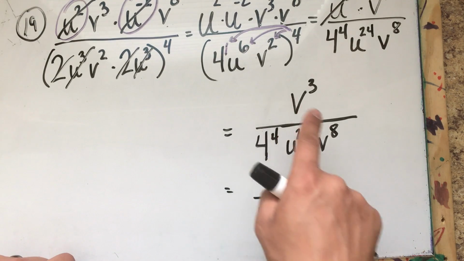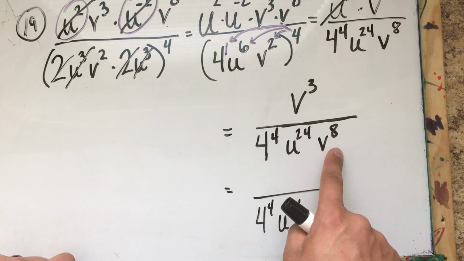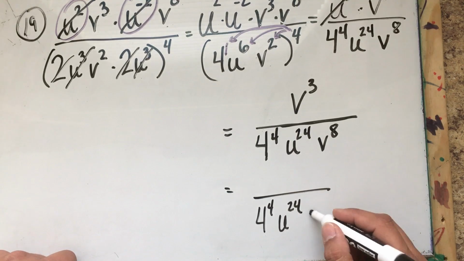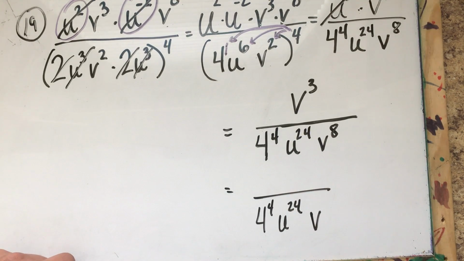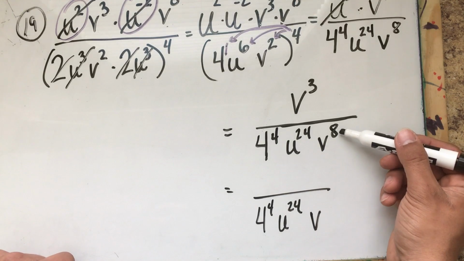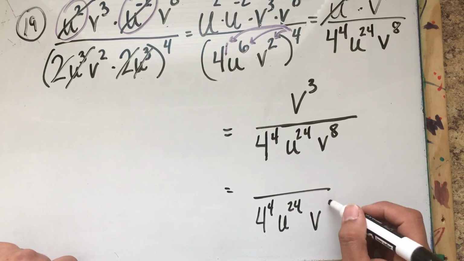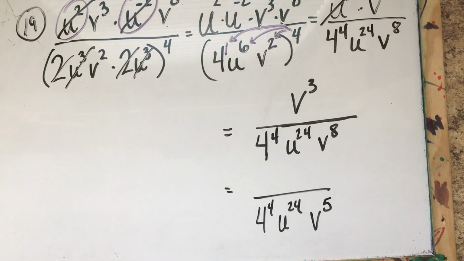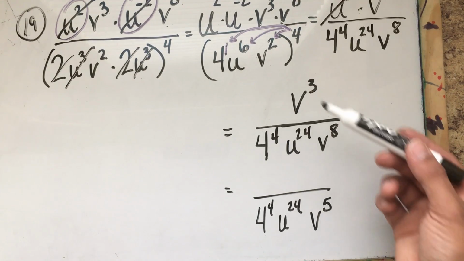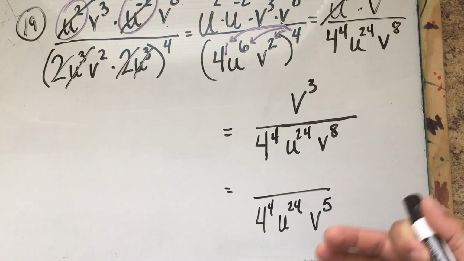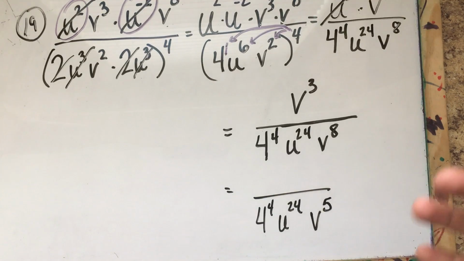Where do you have more v's? Well, I have more on the bottom, so I know my answer is going to have a v in the bottom. So now I can subtract. Because I know I have more on the bottom, you're going to do 8 minus 3. And that gives you 5. Now, if you end up with a negative exponent, that means that you subtracted incorrectly. Or if you have negative exponents in top and bottom, and then you try using the subtraction rule, then you got to try something else. And we'll get to that in a moment.